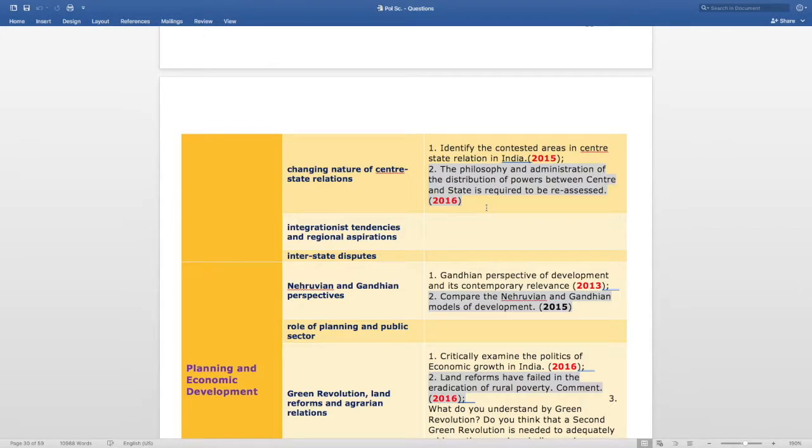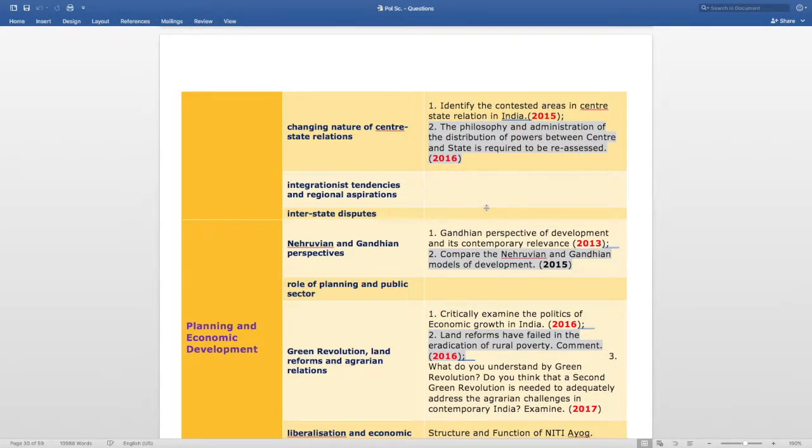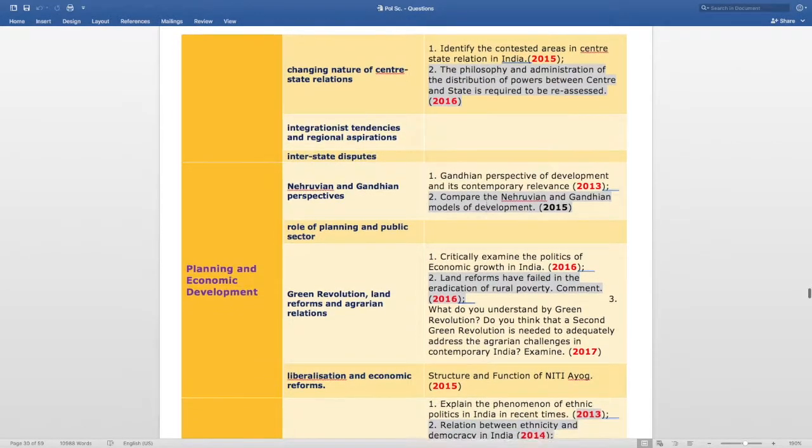The next subtopic is changing nature of central-state relations. The questions asked from this subtopic are: identify the contested areas in central-state relations in India. It is asked in 2015. The next question is: the philosophy and administration of the distribution of powers between central and state is required to be reassessed. This is asked in 2016.